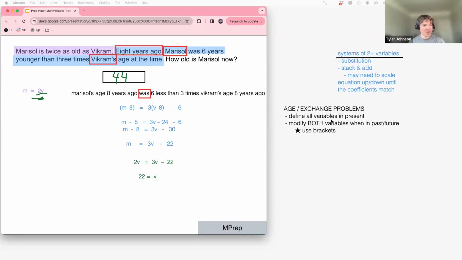So key thing with these problems, it's not so much the present. It's when you're morphing into the past or future. That's the tricky part. And when you're doing that, make sure you're modifying both variables. So let me show you one more problem. This one's not an age problem. This is the exchange variant, where there's a trade that happens. But mechanically, it's a very similar process. Try out this one next.